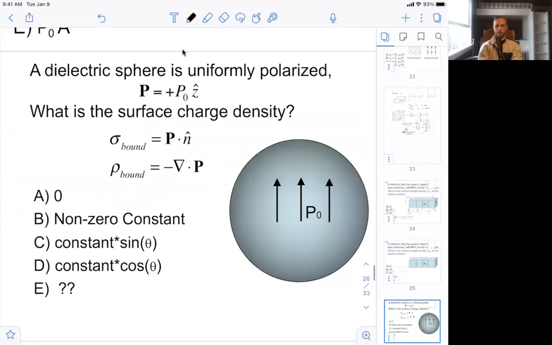This example is on a sphere. Again, it's very uniform, pointing upward. You polarize this sphere with the polarization P naught pointing in the z hat direction. So in this case, can you calculate the surface charge density? It's not asking for the bound volume density, because if this is uniform, we know it is zero; you're not going to have any divergence. But we have a non-zero bound surface density. So in this case, what do you think the surface density is? I'm going to let you discuss this one for a minute or two, and then we can all come together for a discussion.